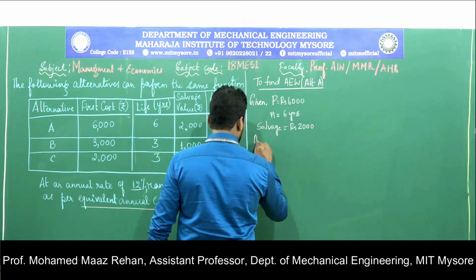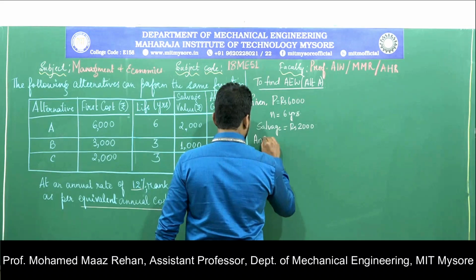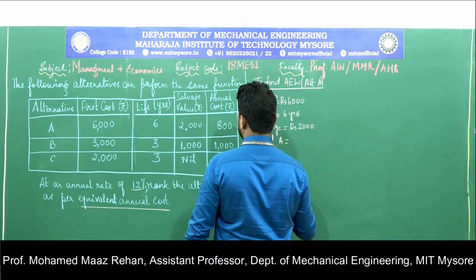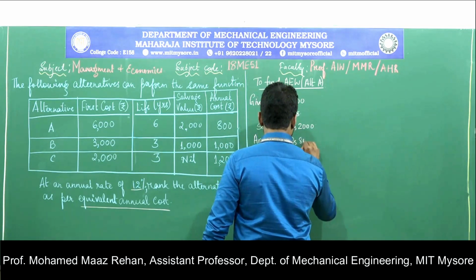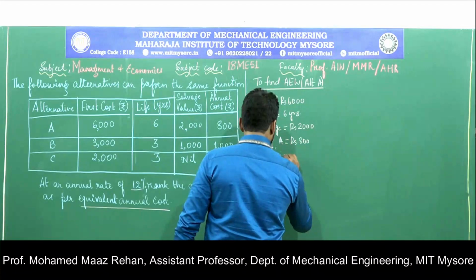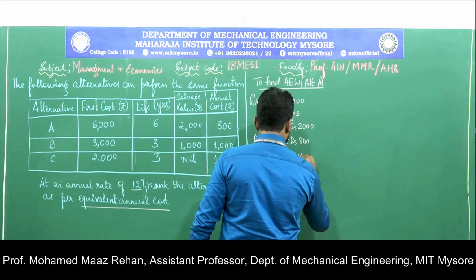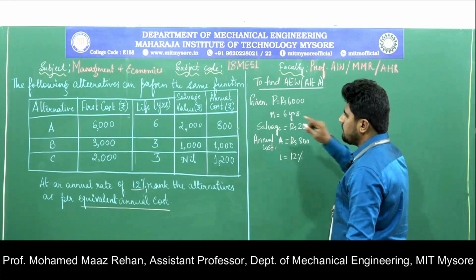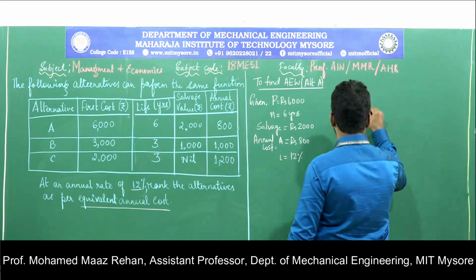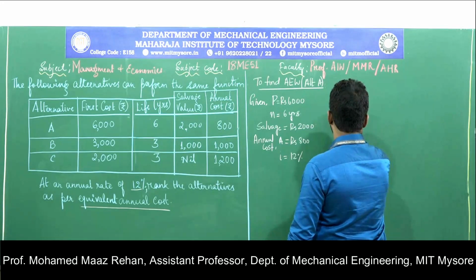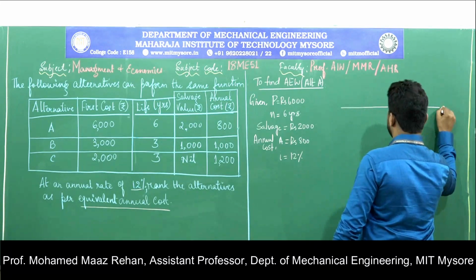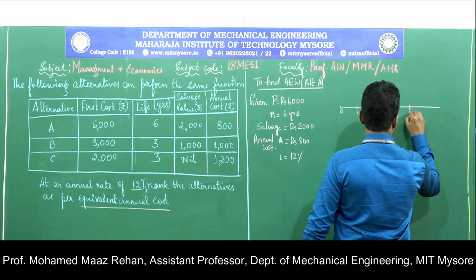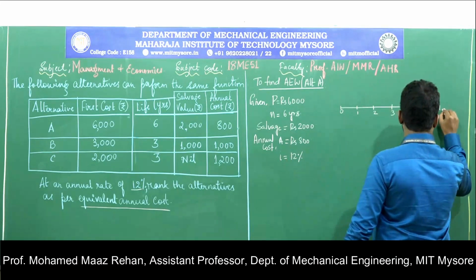Annual cost they have given, that is A. How much have they given? Rupees 800. And rate of interest they have given as 12% compounded annually. So these are all the given data. Now you have to proceed with the cash flow diagram. We shall draw a cash flow diagram. Total how many years they have given? They have given 6 years, right? 0, 1, 2, 3, 4, 5 and 6.